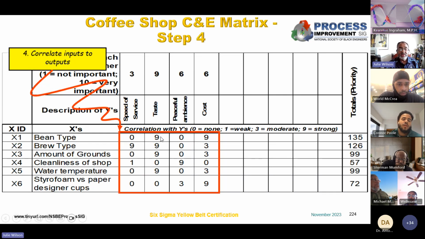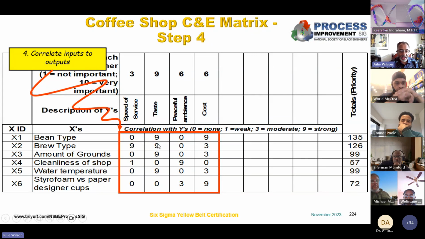The type of bean definitely impacts the taste. Bean also doesn't affect the ambiance of the place. But beans definitely affect the cost. Some beans are much more expensive than others. So beans have a strong impact on taste and cost. They don't have an impact on speed of service or ambiance. The type of brew, the way in which you go about brewing the coffee, definitely impacts the speed.